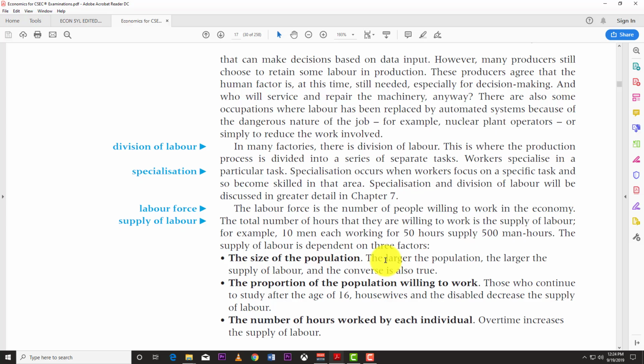In Jamaica you have about 2 million persons. Trinidad 1.2, 1.3 million persons. So Jamaica is closer to 3 million. So of course the population means that the labor force would be larger than some of the smaller Caribbean countries in the OECS. So the smaller population means smaller labor supply. Larger populations mean a larger labor supply. So population size definitely affects the supply of labor.